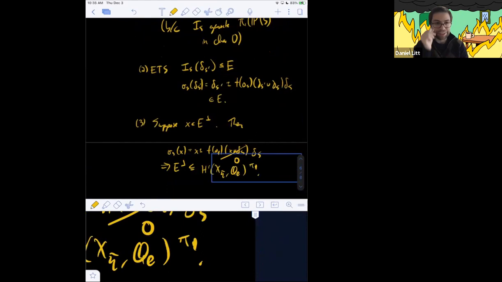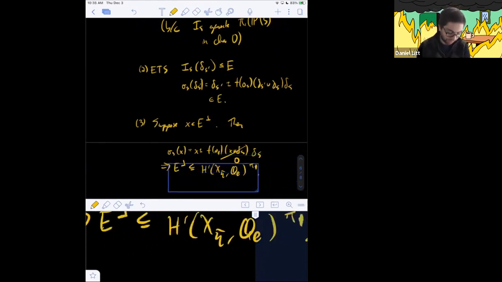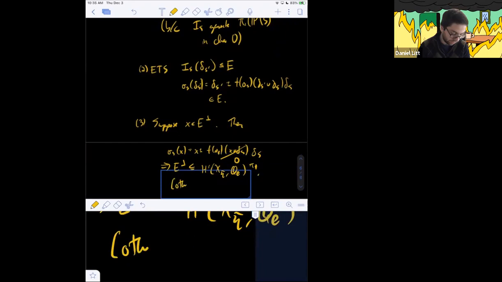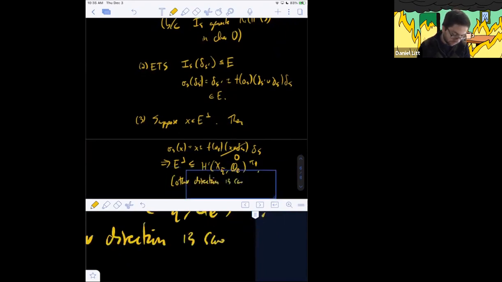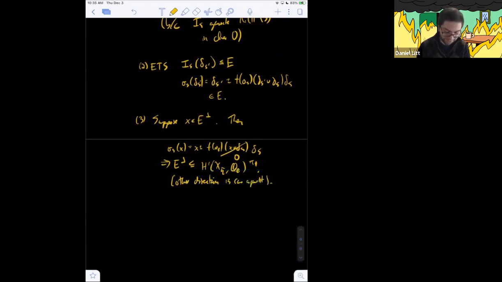Okay, and then the other direction is actually just the same argument. I mean, this step was an if and only if. So suppose you're in H1 x theta bar, suppose you're in the fixed locus. Well, that means that sigma S of X is X, which means that this is 0, which says that you're orthogonal to every one of the vanishing cycles, which means you're in E perp.